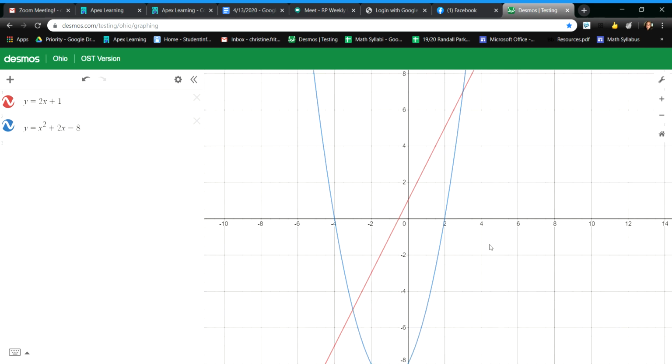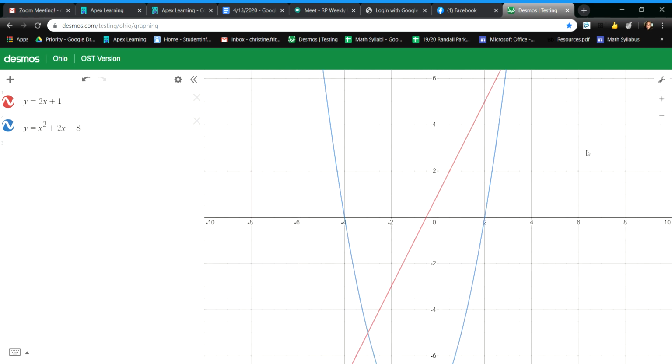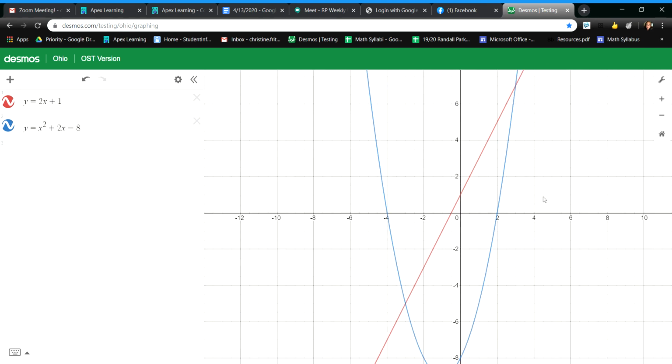Now, keep in mind that you might need to zoom in or out depending on how far away it is. Okay, so when I graphed it, I couldn't see this upper one, the (3, 7). I couldn't see that point. So I zoomed out a little bit so that I could see where they both crossed, and then I clicked on those points.